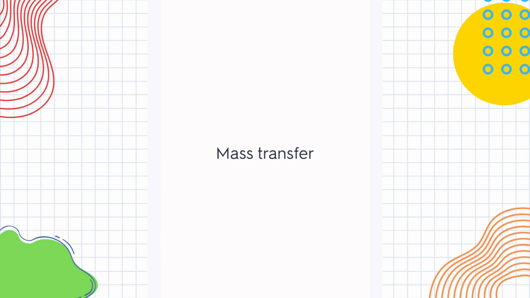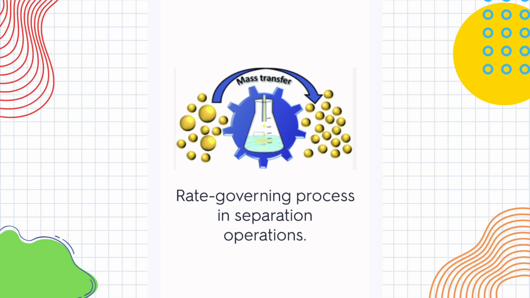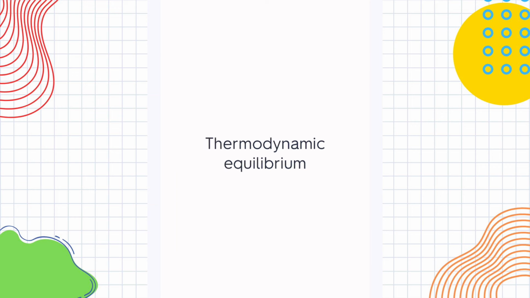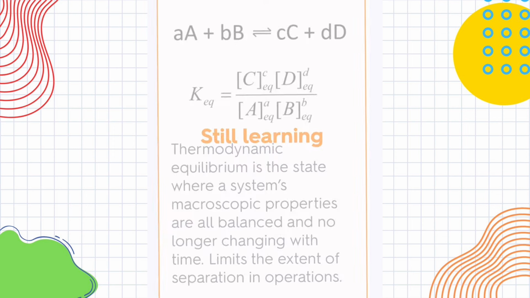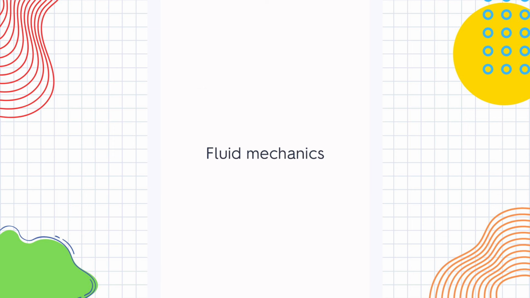Mass transfer. Rate governing process in separation operations. Thermodynamic equilibrium. Thermodynamic equilibrium is the state where a system's macroscopic properties are all balanced and no longer changing with time. Limits the extent of separation in operations.